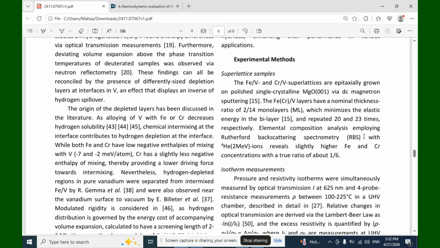Elemental composition analysis employing Rutherford backscattering spectrometry (RBS) with helium-2 megaelectron volts reveals slightly higher Fe and Cr concentrations with a true ratio of about 1 per 6.